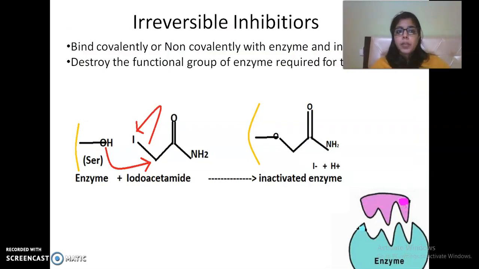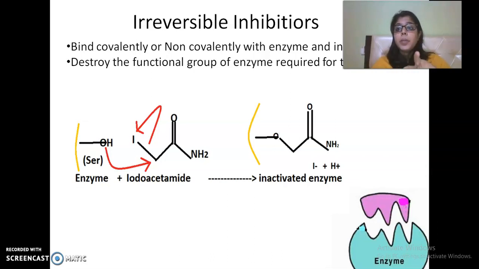Coming to irreversible inhibitors. What are irreversible inhibitors? As the name suggests, what is irreversible? Something which cannot be reverted. So irreversible inhibitors bind covalently or non-covalently to the enzyme, and they ultimately inactivate them. So till now, whatever inhibitors we learned were not permanently inactivating the enzyme. They were inactivating the enzyme for some point of time, but when the inhibitor concentration became lesser, the substrate used to take over and the product was forming. So they were reversible inhibitors. For some point of time only, inhibitors were binding to the enzyme and the inhibition was taking place.